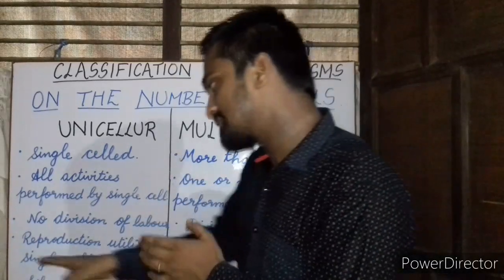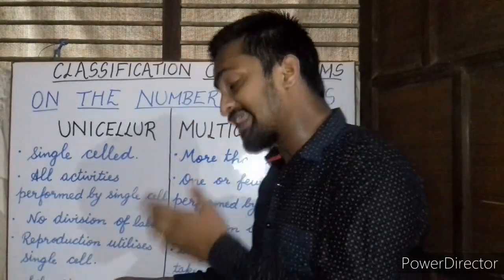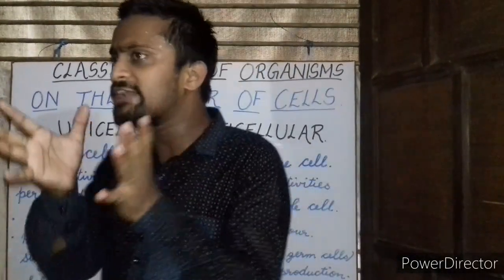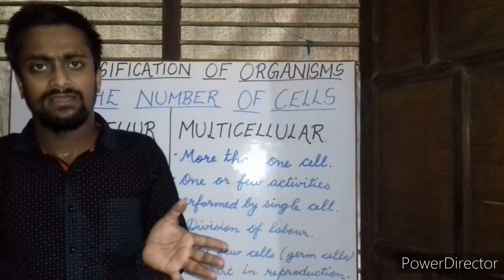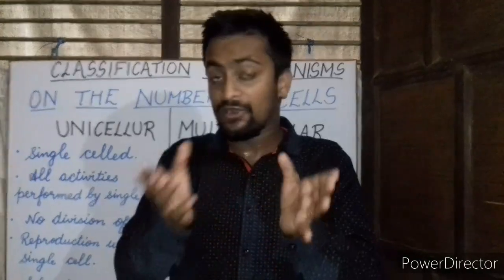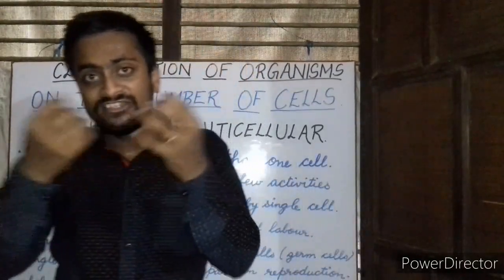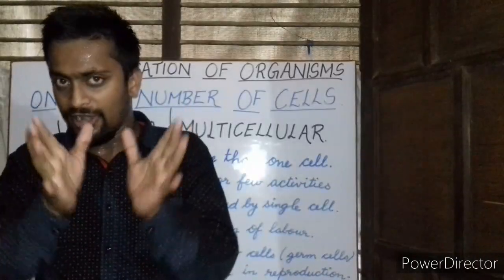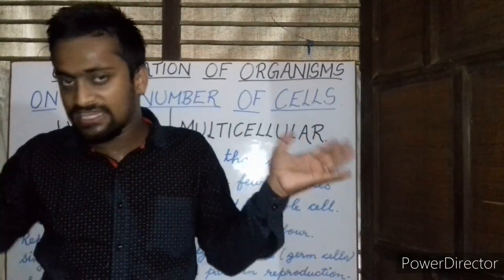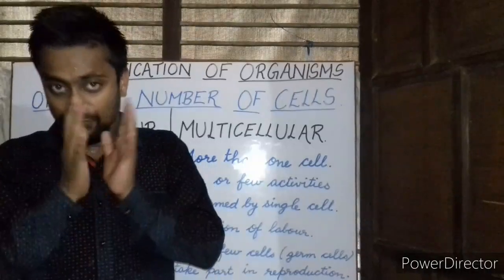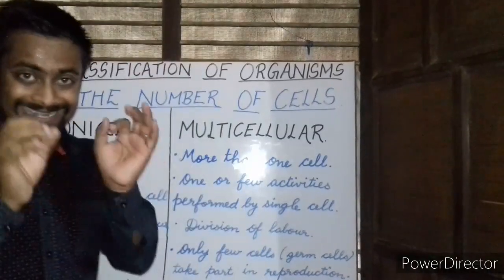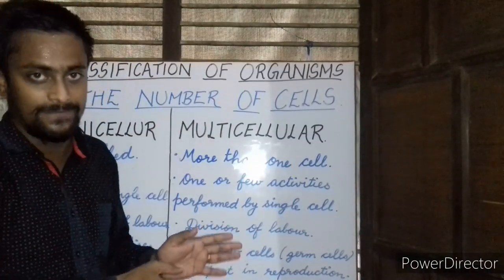Next, reproduction utilizes the single cell in a unicellular organism. For example, amoeba is a unicellular organism, and its reproduction mainly takes place by the process of fission. What happens? The parent cell divides into two. So which means now the parent cell is nowhere; there are now progeny cells. So the reproduction process is consuming the single cell which was there.